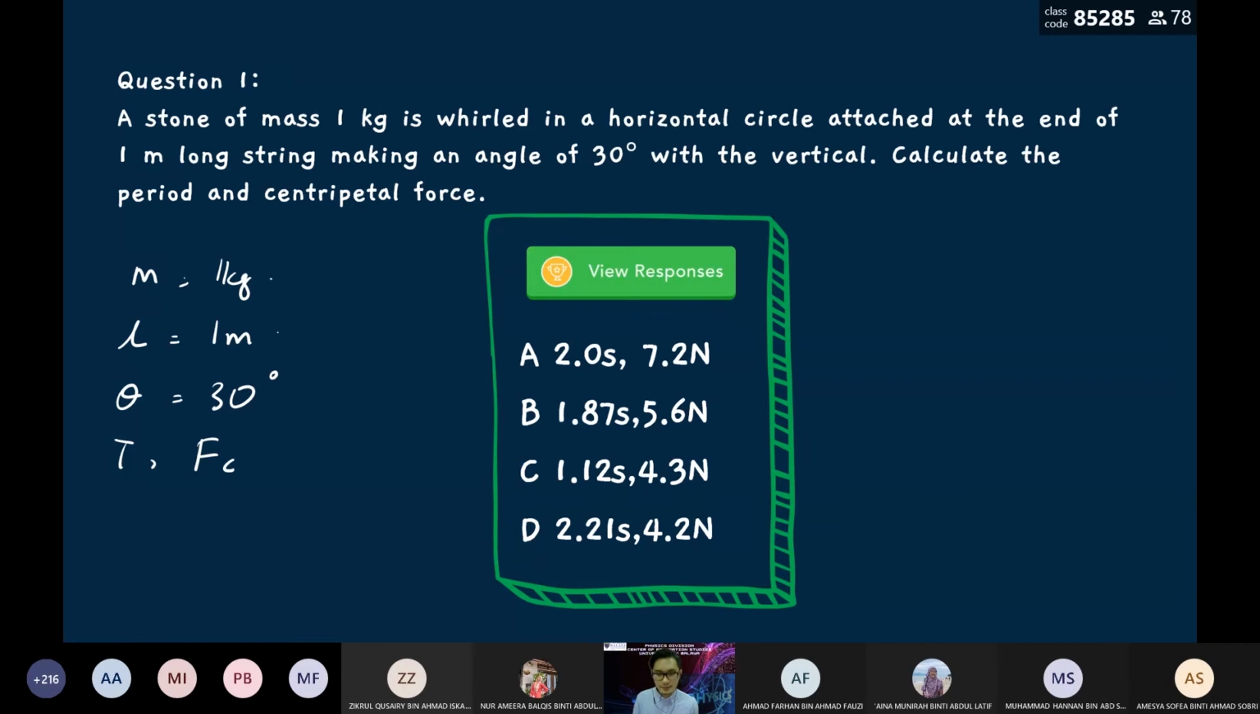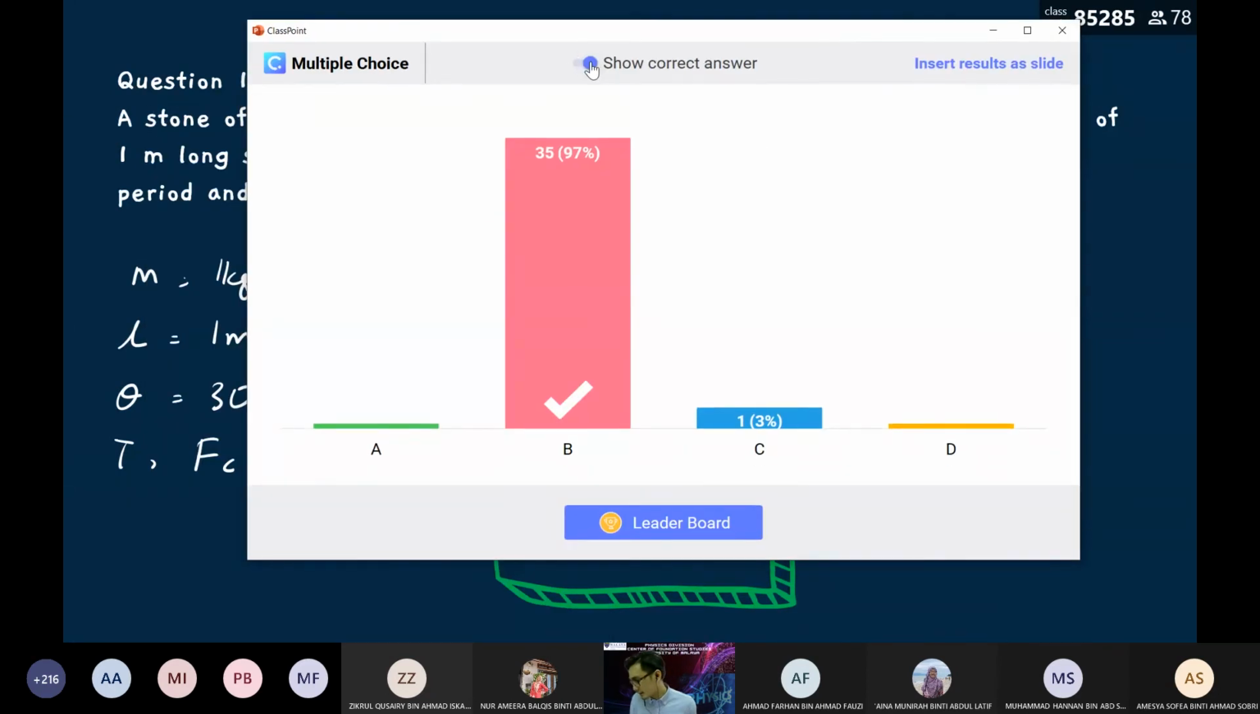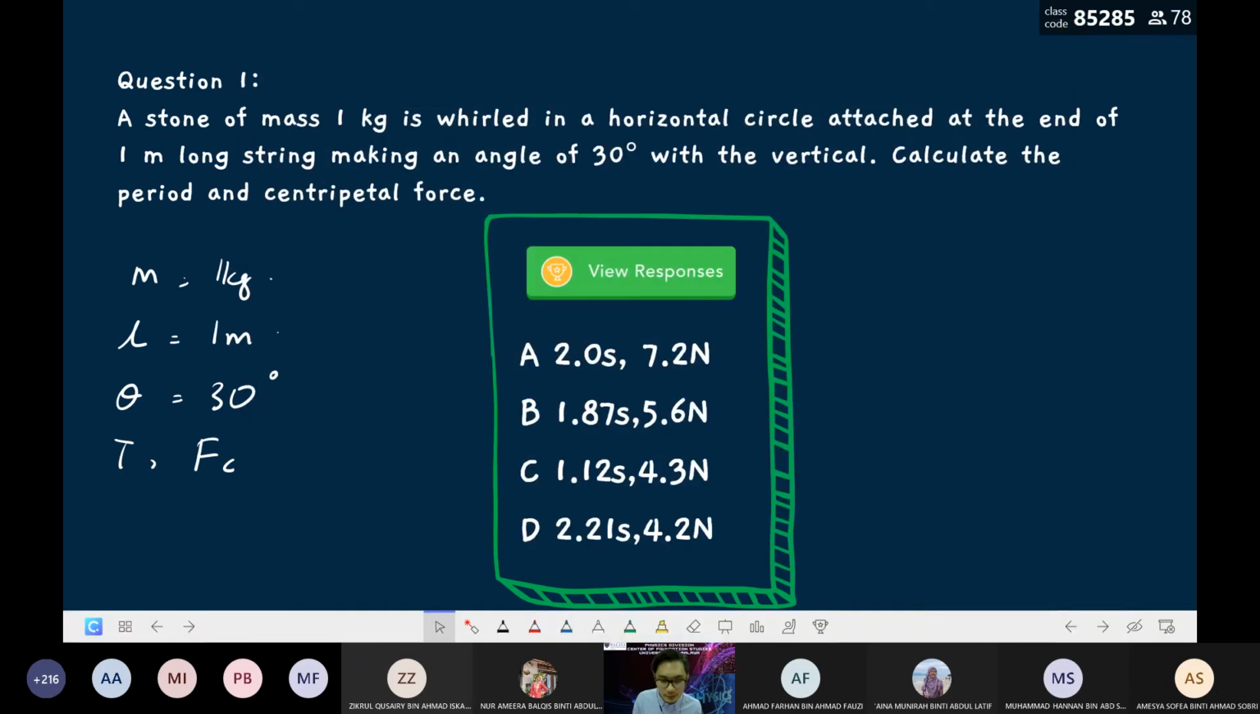Alright, dah habis. Saya akan show the solutions. Sekejap. Okay, ramai yang jawab B. So the correct answer is B. Jadi kita tengok yang salah seorang ni, dia silap kat mana.